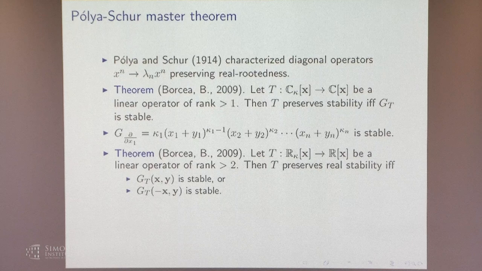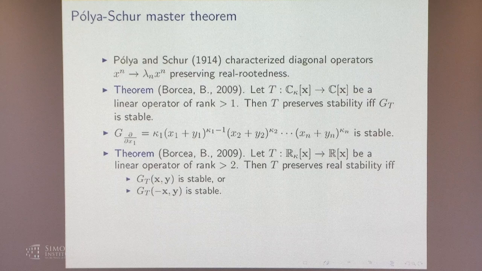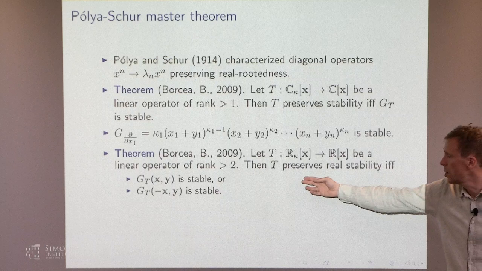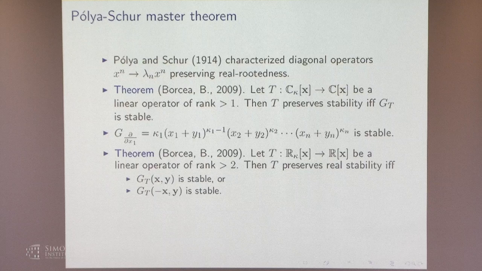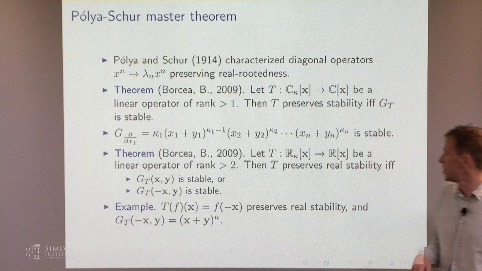And then the theorem looks a little bit different for real polynomials, and now we restrict ourselves to linear operators of rank greater than 2, just for convenience. It's easy to characterize them in rank 1 and 2, but to save some space, a linear operator of rank greater than 2 preserves stability if and only if the symbol is stable or the shifted symbol is stable. And the reason for why this appears is that this linear operator preserves stability, of course. Question? Yep.